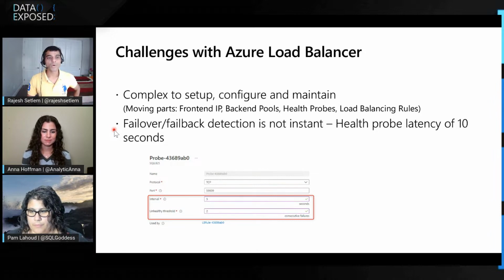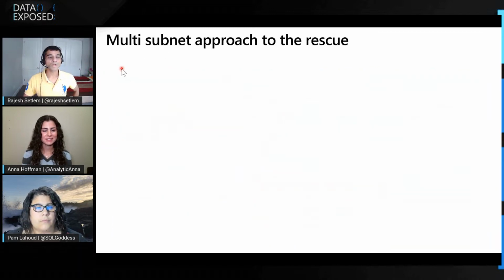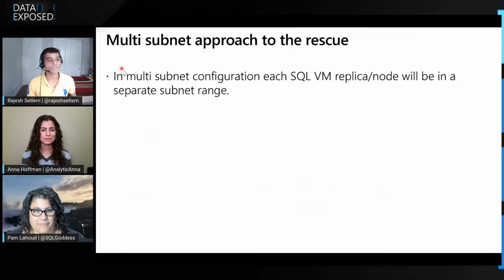And with all of this, we'll get into the next section, where we explain in detail how you can simplify all of this configuration and how you can address all these challenges. So what we can do is bring multi-subnet into the picture. What multi-subnet does, and again, we are very excited to show this to the entire world, is this: in a multi-subnet configuration, you place each replica in case of an AG, or each node in case of FCI, in a separate subnet range, right?